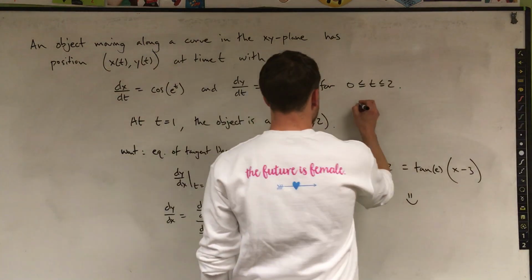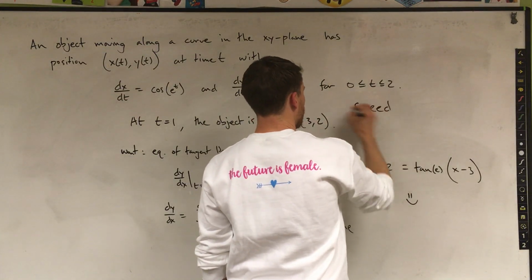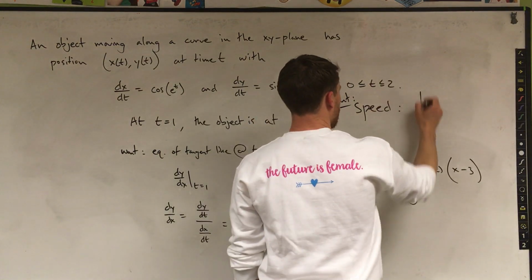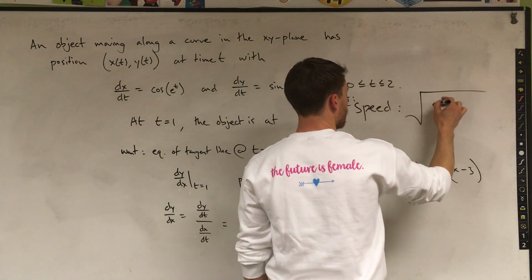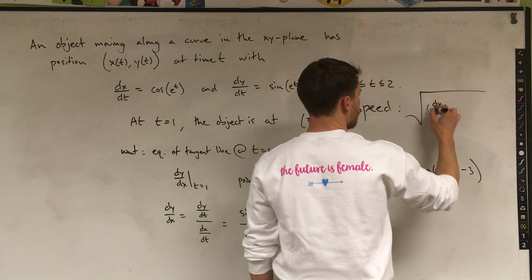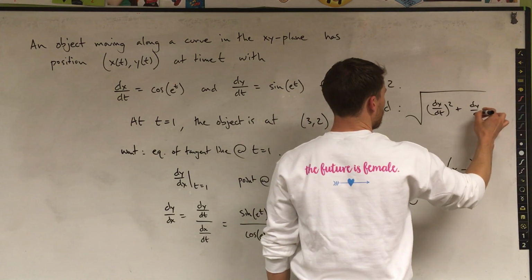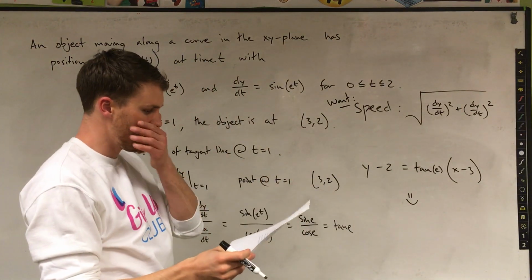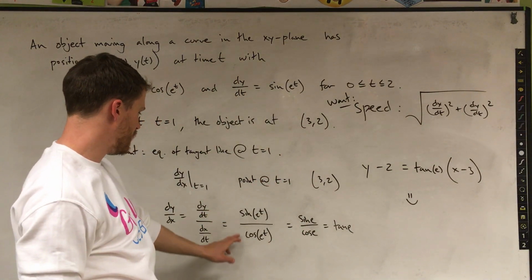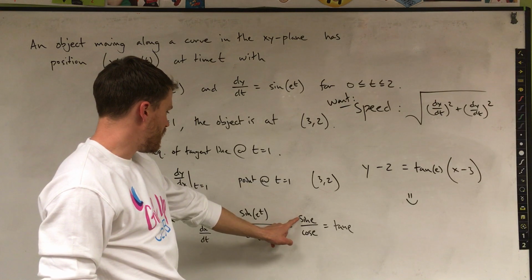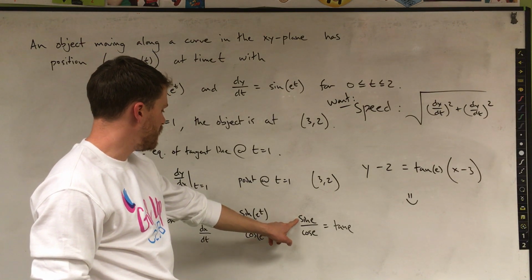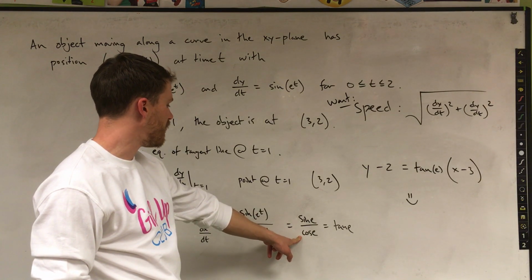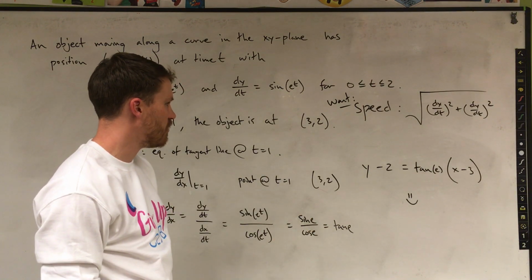Next question is, find the speed of the object at t equals 1. Speed is simply given by the magnitude of the velocity vector, or the square root of (dx/dt) squared plus (dy/dt) squared. And I want it at t equals 1. Well, let me not forget that I already have the vertical velocity and horizontal velocity at 1, right?